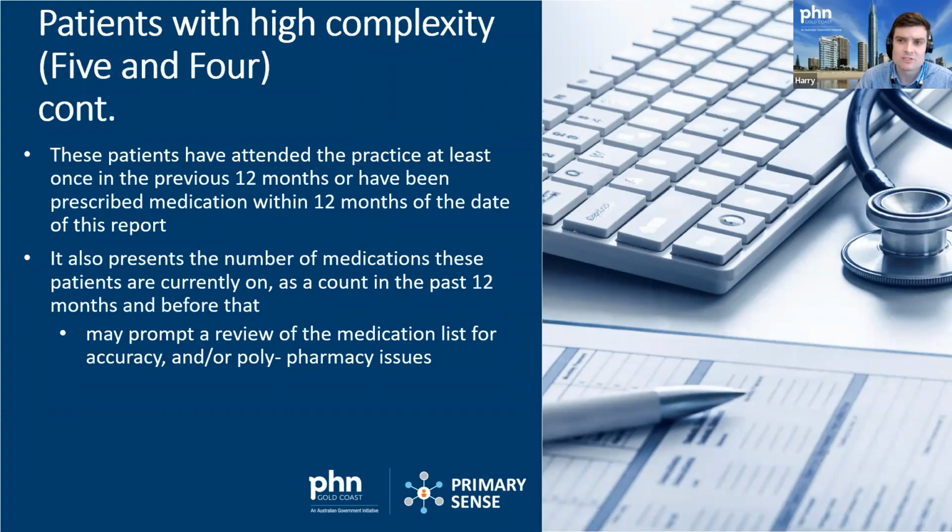When the practice report is run for patients of high complexity 5 and 4, to qualify to appear in this report, these patients have attended the practice at least once in the previous 12 months or been prescribed a medication within 12 months of the date of this report. This report also presents the number of medications these patients are currently on as counts in the past 12 months and before that. It may also prompt for a review of the medication list for accuracy and/or polypharmacy issues. At the end of today's session, I will show you a demo of this report and show you how you can use this in theory.